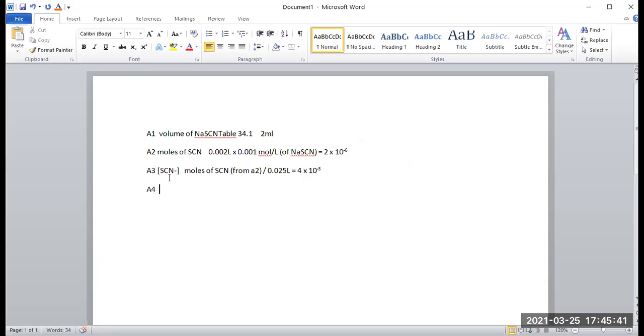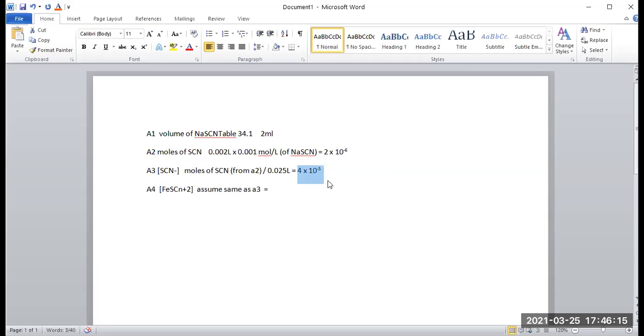And then A4 means that you are supposed to make an assumption. They give you FeSCN plus 2, and this is all in square brackets. And so we're assuming that it will be the same as A3. So I'm going to have the exact same number that I had above.